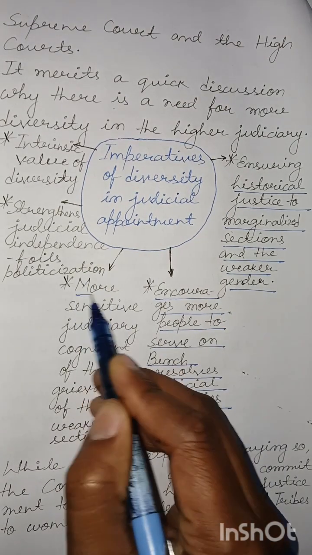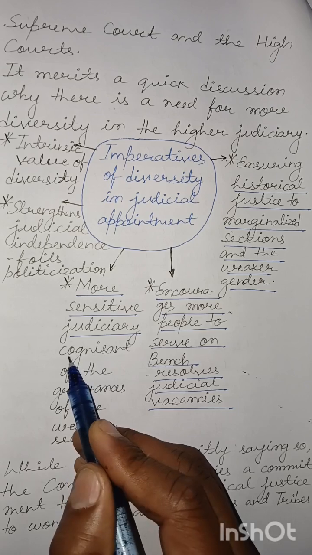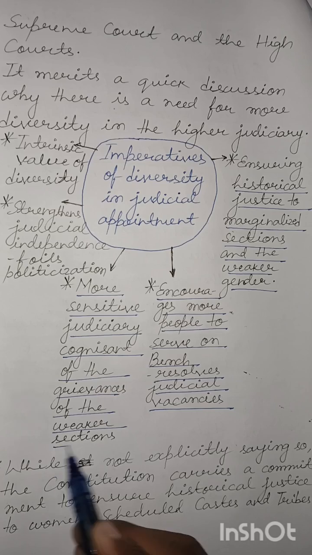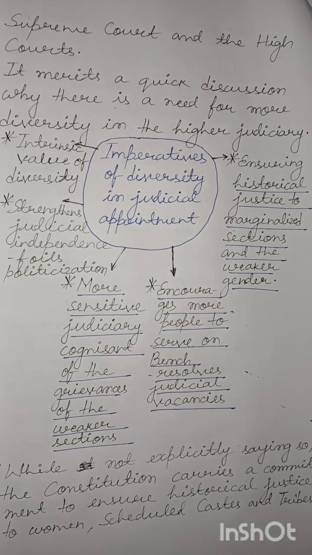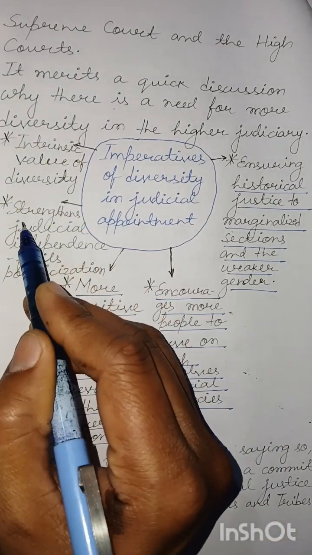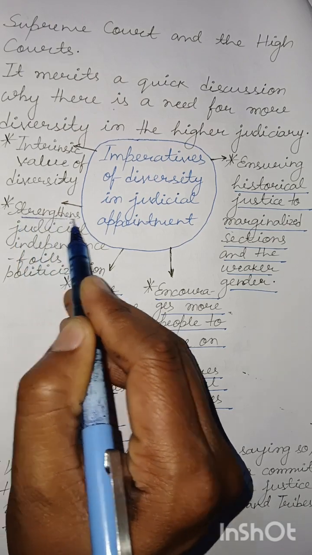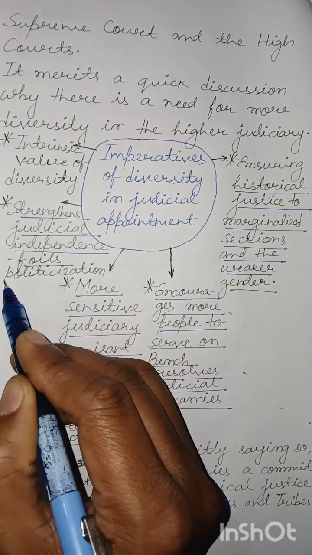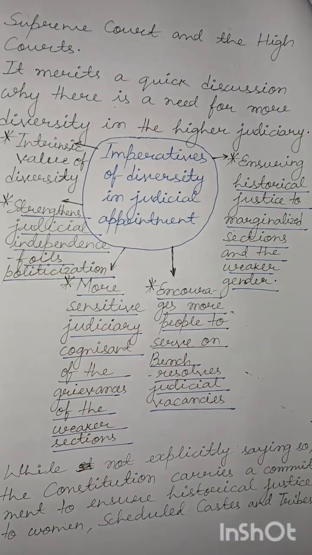Moreover, a more sensitive judiciary, which is cognizant of the grievances of the weaker sections, would emerge, as people from these sections, that is women and the deprived sections, would have a first-hand experience of the problems and plight of people from the deprived sections, or for that matter women's issues. And it might sound counterintuitive, but it would essentially strengthen judicial independence, as it would foil many attempts at politicizing the issue of low representation of these sections and women on the judiciary.